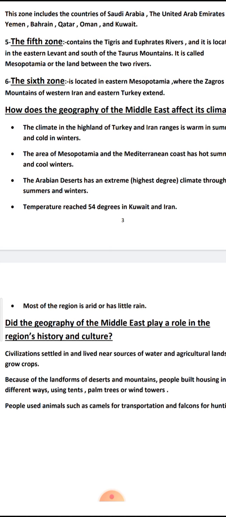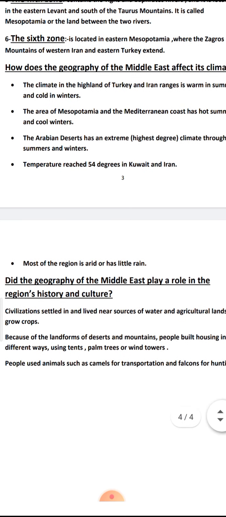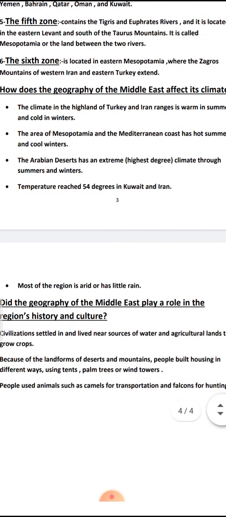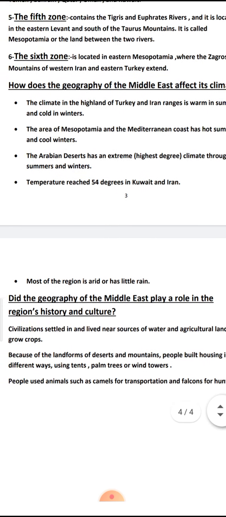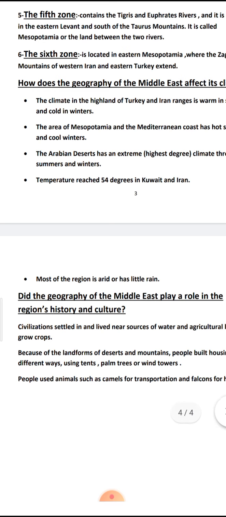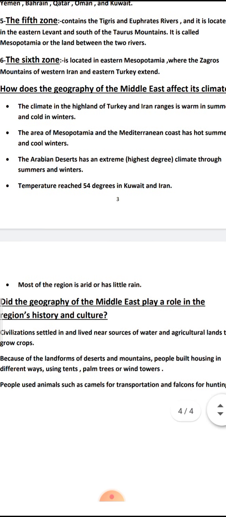Okay? Let's move to the sixth zone. And where is the sixth zone? The sixth zone is located in eastern Mesopotamia, where the Zagros Mountains of western Iran and eastern Turkey extend.